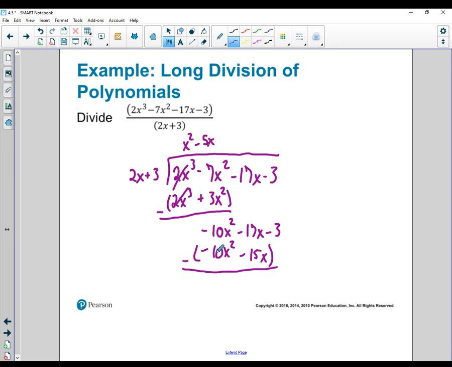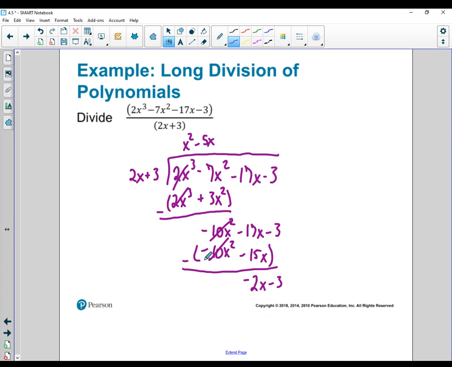so negative 10x squared minus negative is really adding. So really plus 10x squared is going to cancel. Then negative 17x minus a negative, so really adding 15x, is going to be negative 2x minus 3. I just brought that minus 3 down.